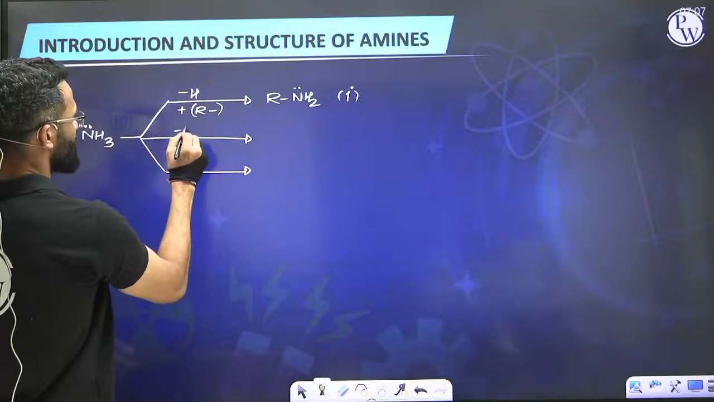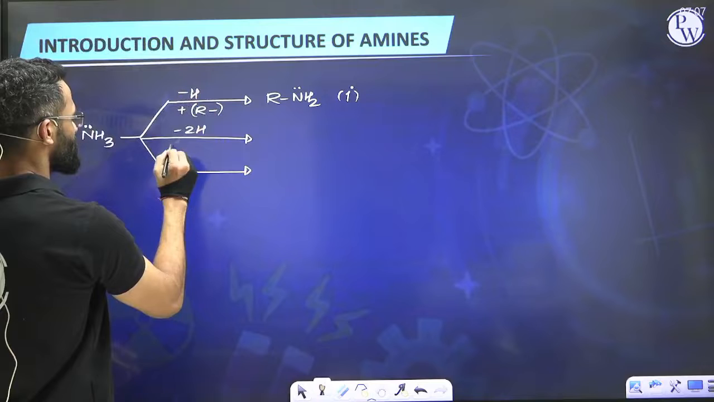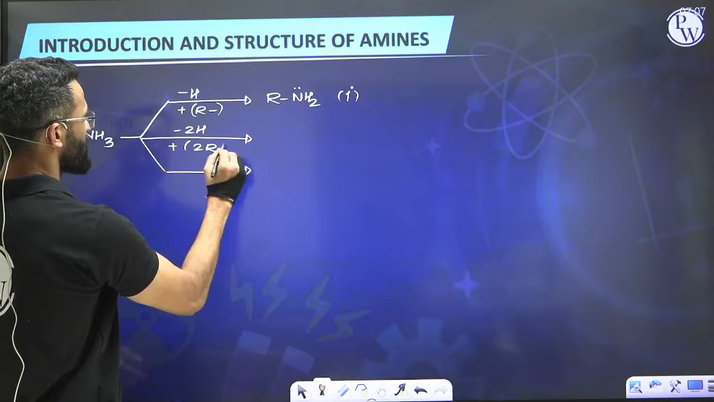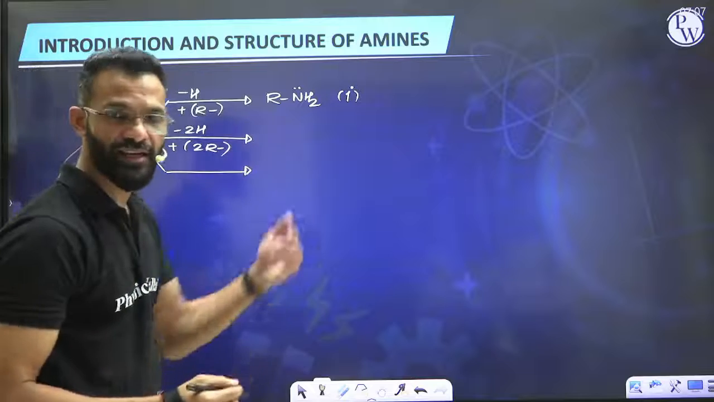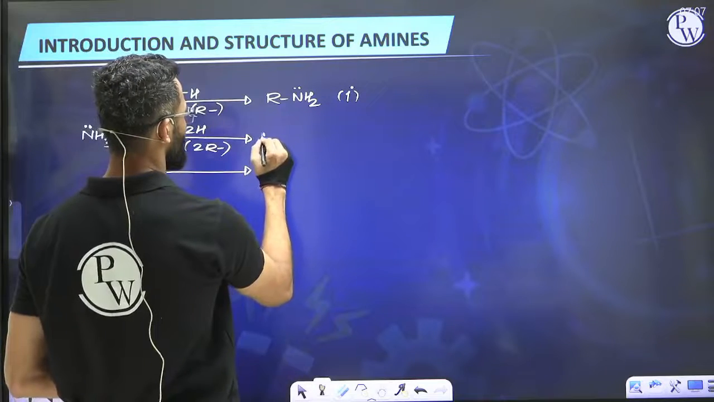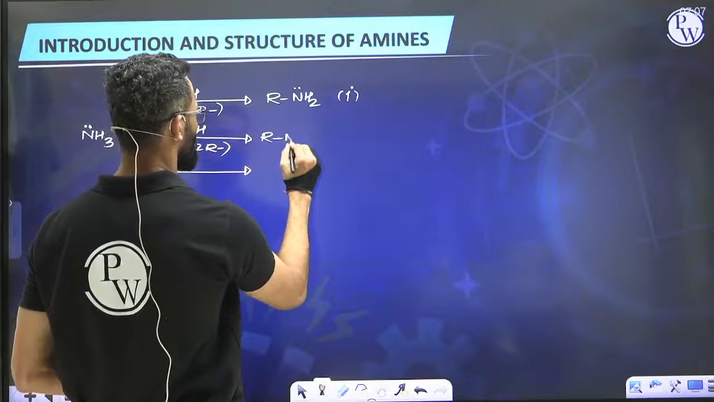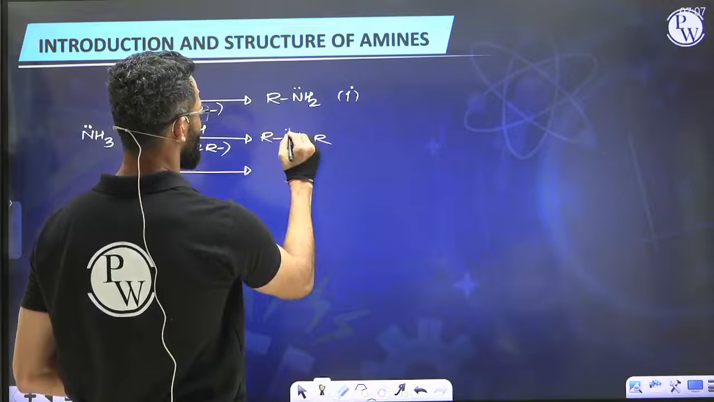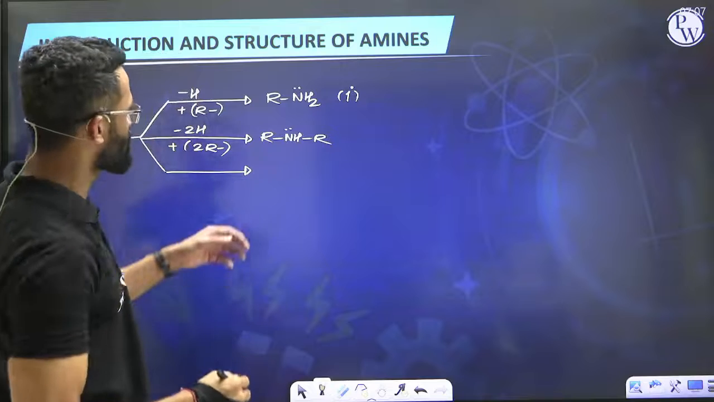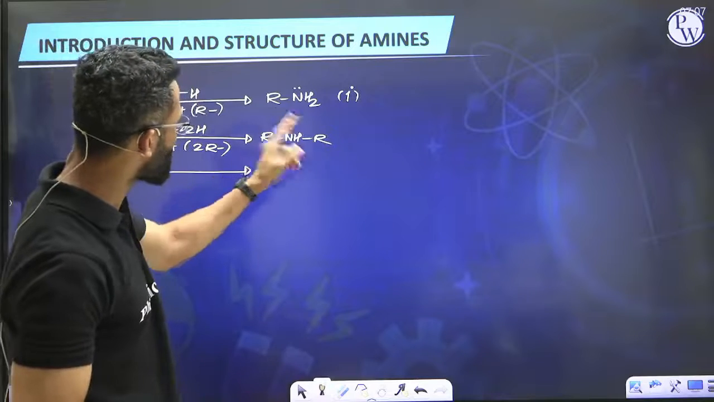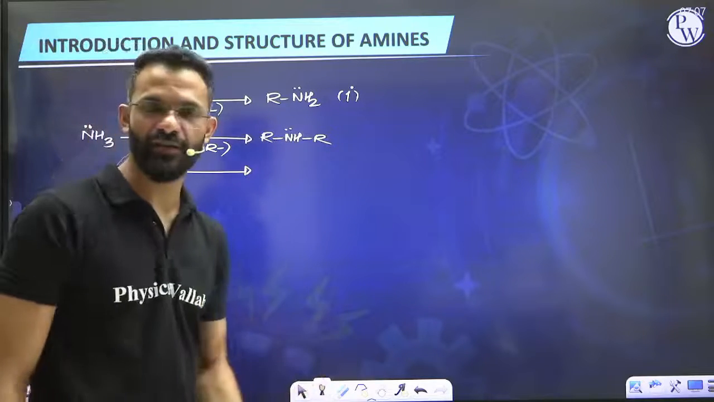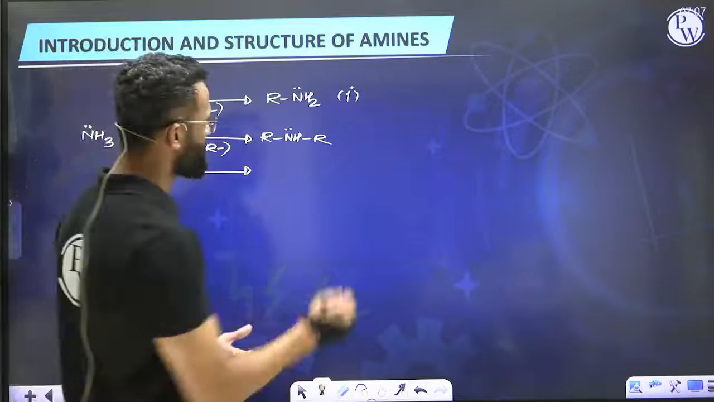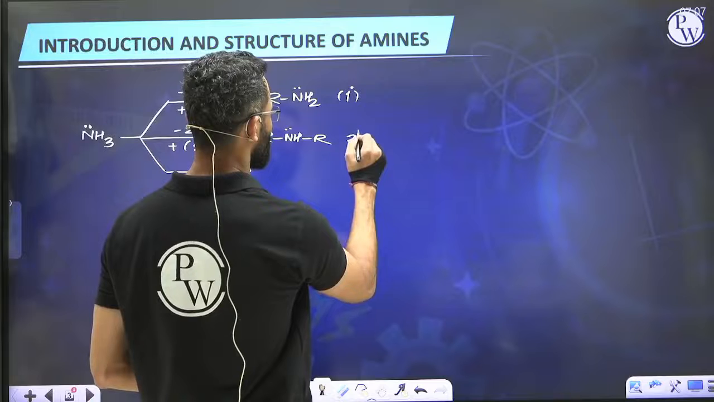Similarly, let's say that we are replacing two hydrogen atoms with two alkyl groups, which may be identical or may be different as well. Then the product obtained will appear as RNHR. Since we can see here that the nitrogen atom is connected to two carbon atoms directly, such nitrogen will be considered as secondary or 2-degree nitrogen atom. So such an amine will be referred to as a secondary amine.